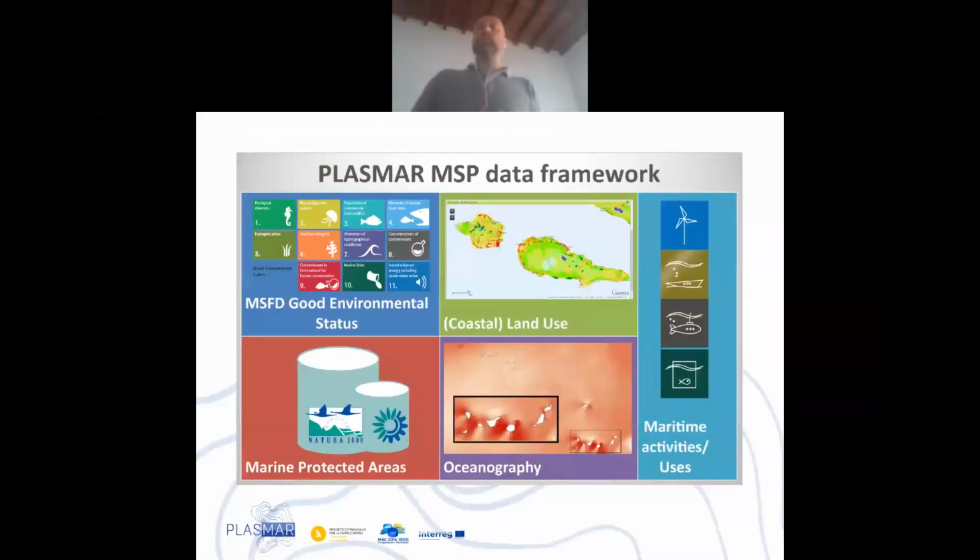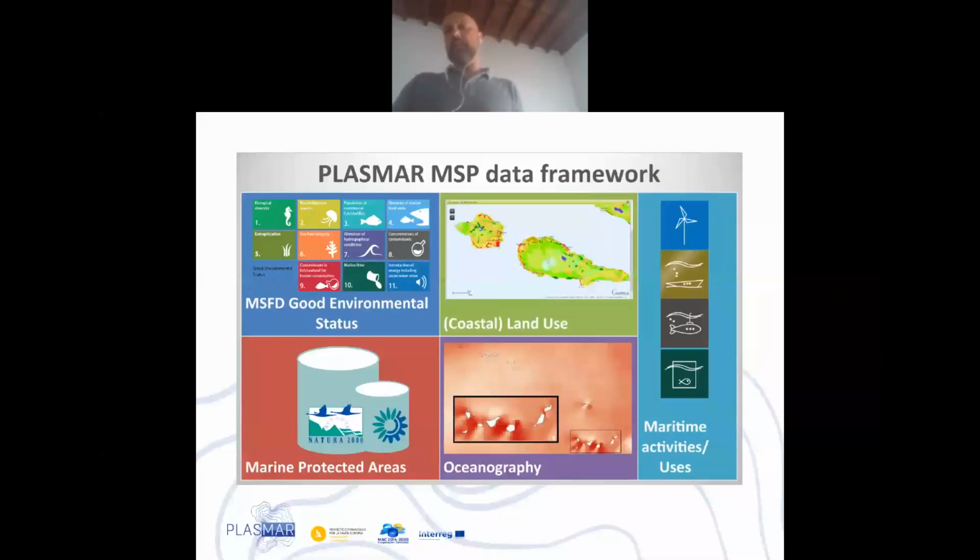The second thing we saw within the project is that there were really lots of things coming, and we said, okay, we need to structure this, and then we developed something that we called Plasma MSP Data. It has 5 clusters. The first cluster is the marine data, which is again very broad and very difficult to structure. But we used the Marine Strategy Framework Directive, which was mentioned a few times today, and we used good environmental status, which provides the 11 components of the marine environment that we followed for data collection.